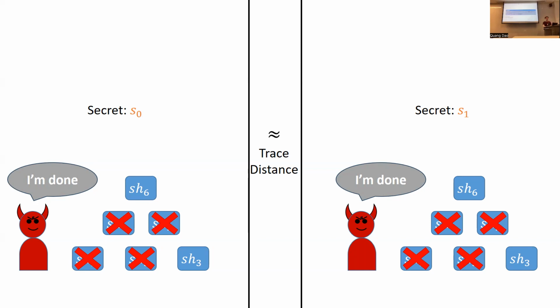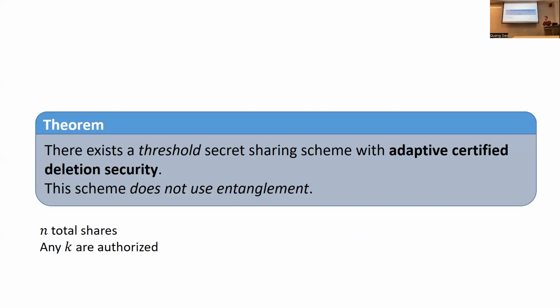Okay. Surprise, surprise. Our next theorem is that we're able to achieve this. Specifically, though, we're only able to achieve threshold secret sharing schemes, where there are n total shares and any k are authorized. This is a little different from our prior construction, which was for any monotone access structure. And we are leaving it as an open problem whether or not you can achieve any monotone access structure with adaptive certified deletion.